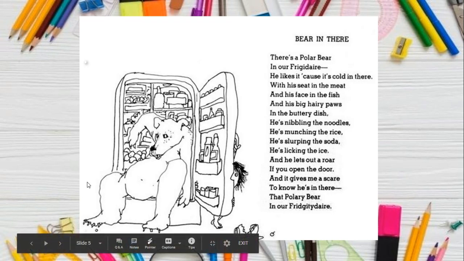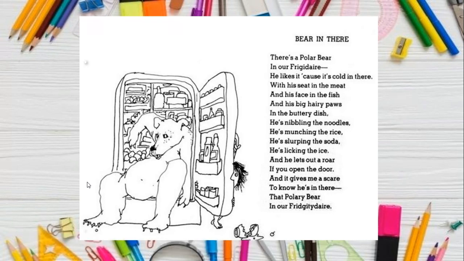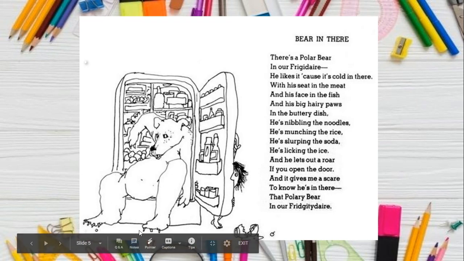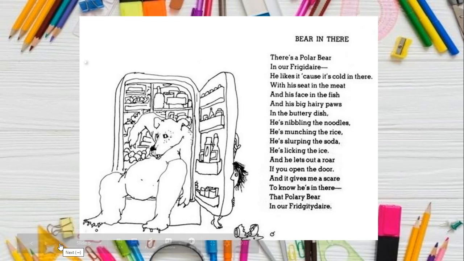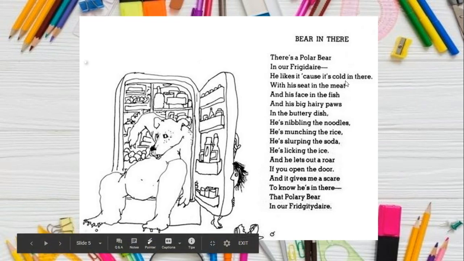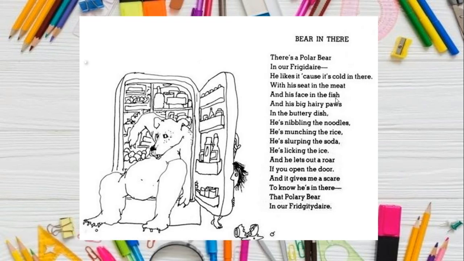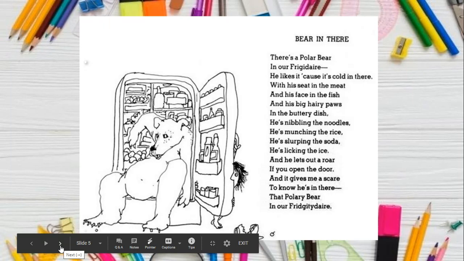You can pause now and find places where you see alliteration, the same sound or letter repeating over and over again. You could have found 'cause it's cold in there, face in the fish, nibbling the noodles, slurping the soda. These are places where the author used alliteration in the poem.